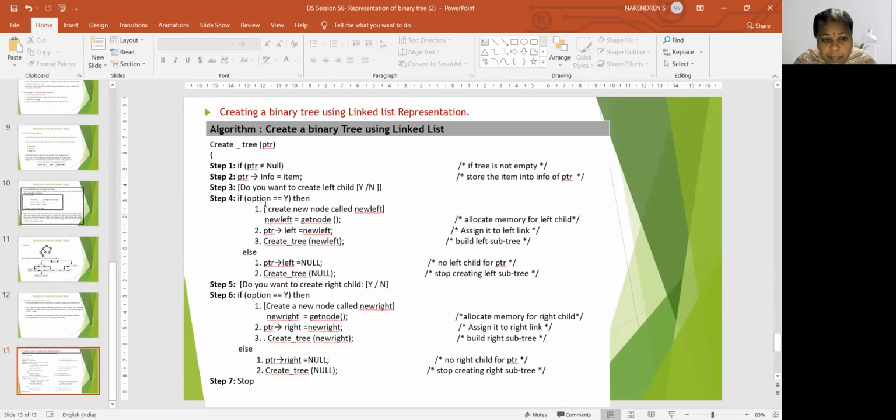Students, based on this algorithm only, you have to make a program. This is a very important concept, so please go through this algorithm. In the next class, we are going to discuss binary tree operations. What are the binary tree operations? Okay, thank you so much.